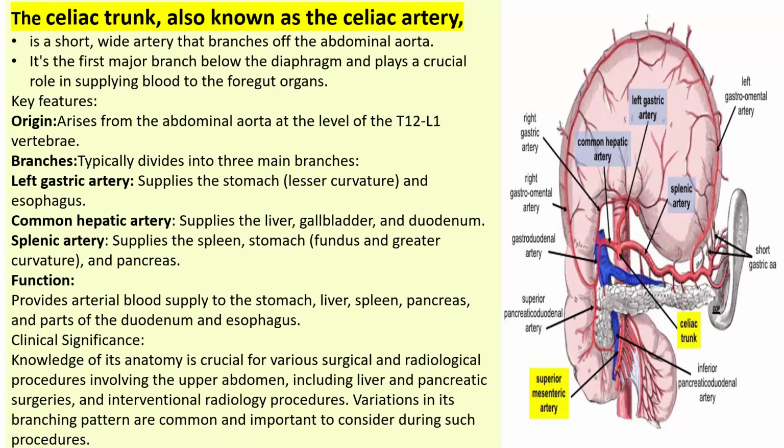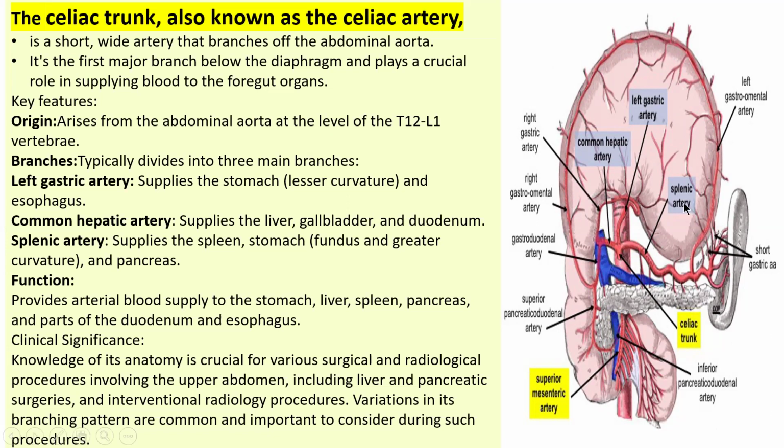First is the left gastric artery. Look at the image. The left gastric artery supplies oxygenated blood to the stomach and esophagus. Clear? So it supplies blood to the foregut organs. Then the common hepatic artery supplies. Hepatic means liver. So it supplies oxygenated blood to your liver, gallbladder, and duodenum.